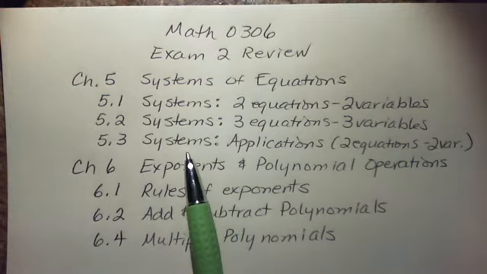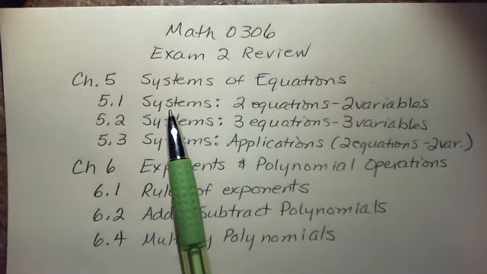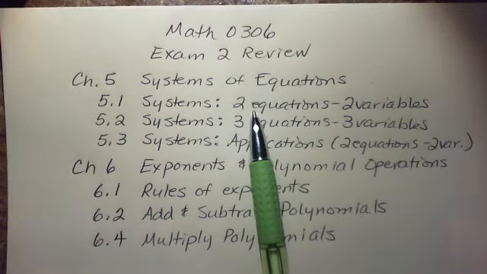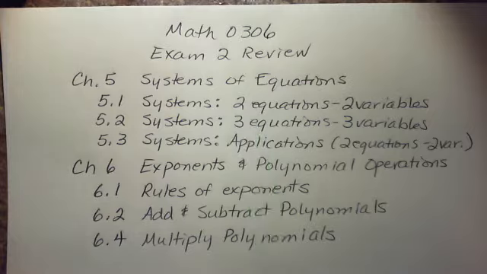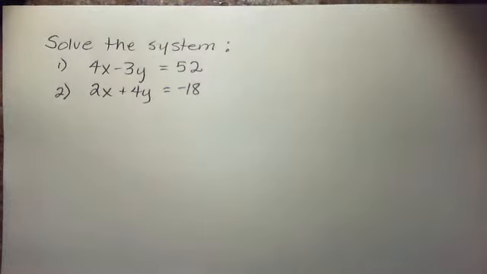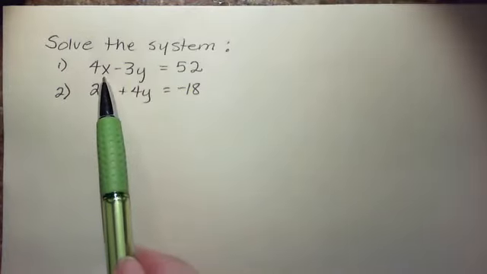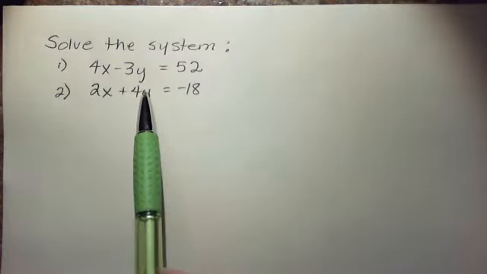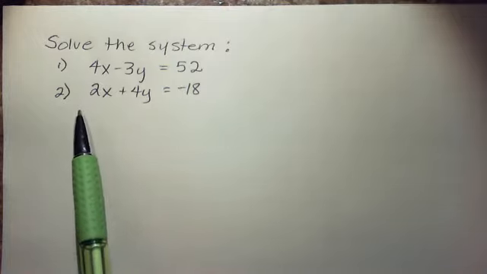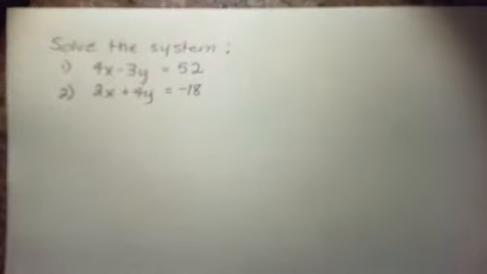We're going to start with a couple of examples from 5.1 where we review how to solve a system of two equations in two variables. I'll do one example of solving by elimination and one example of solving by substitution. So the first example we'll look at is this one here, solve the system. And you notice we have two equations in two variables. Both equations have the variables x and y. Now this one is set up nicely for solving by elimination. So I'm going to demonstrate solving this system by elimination.